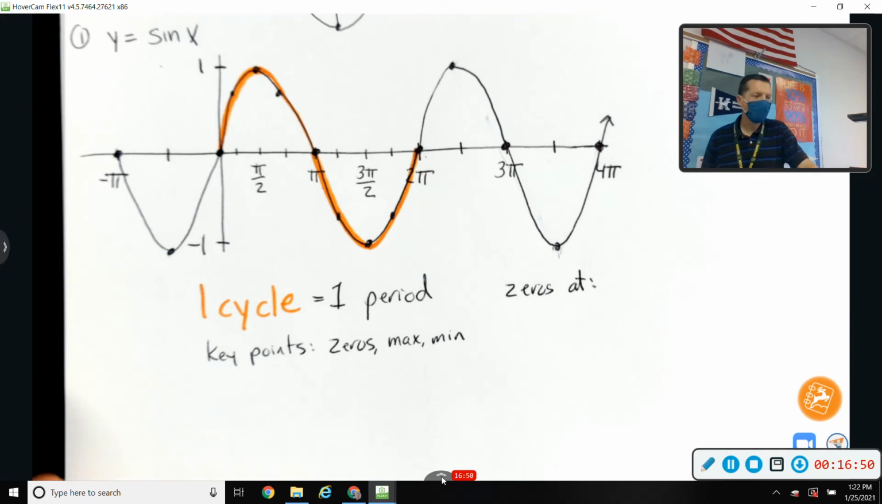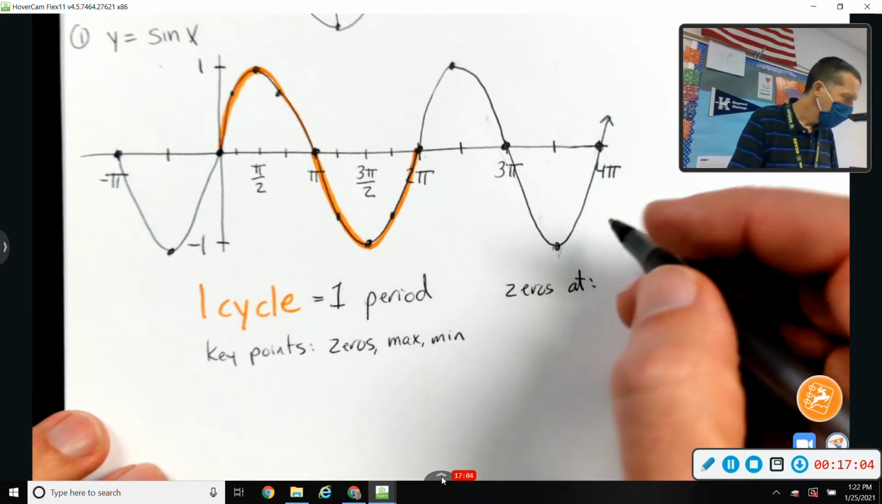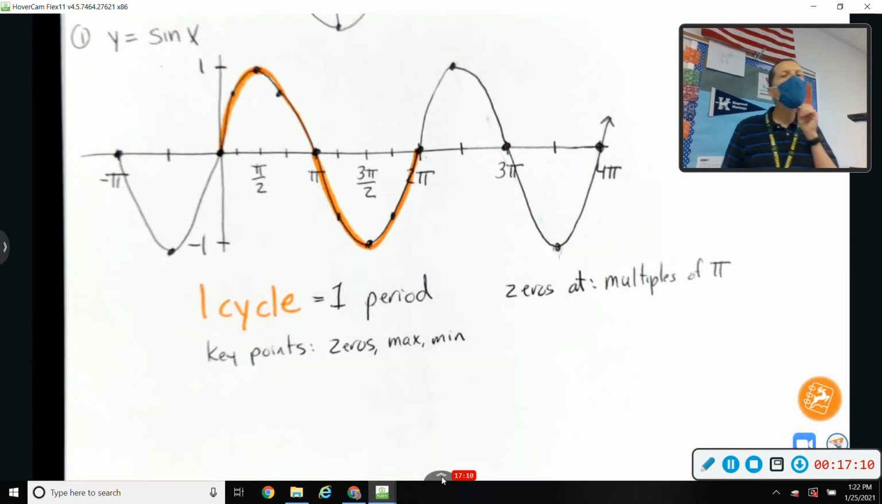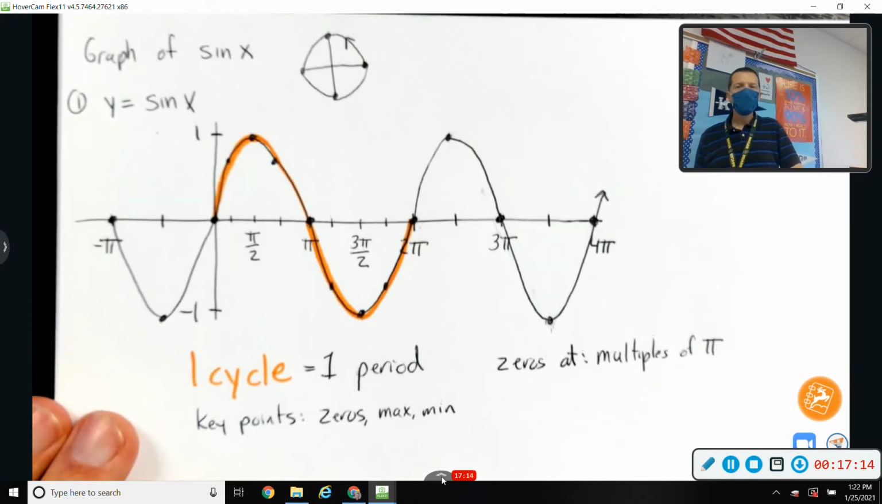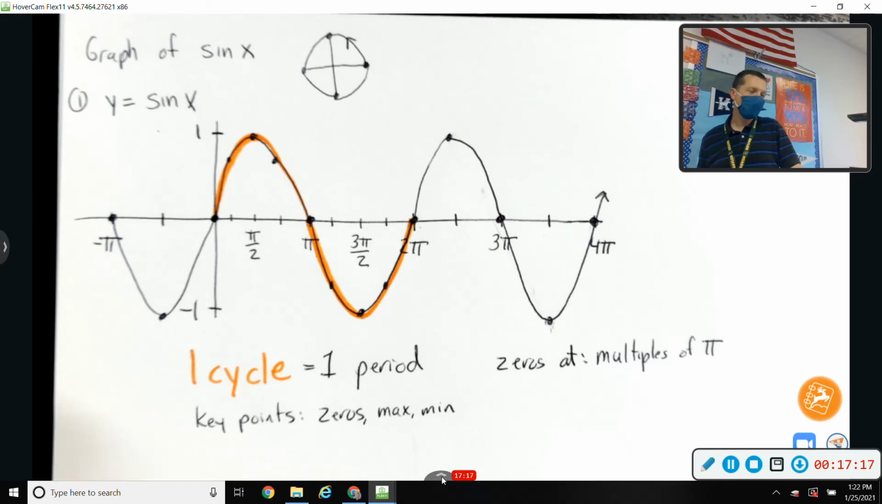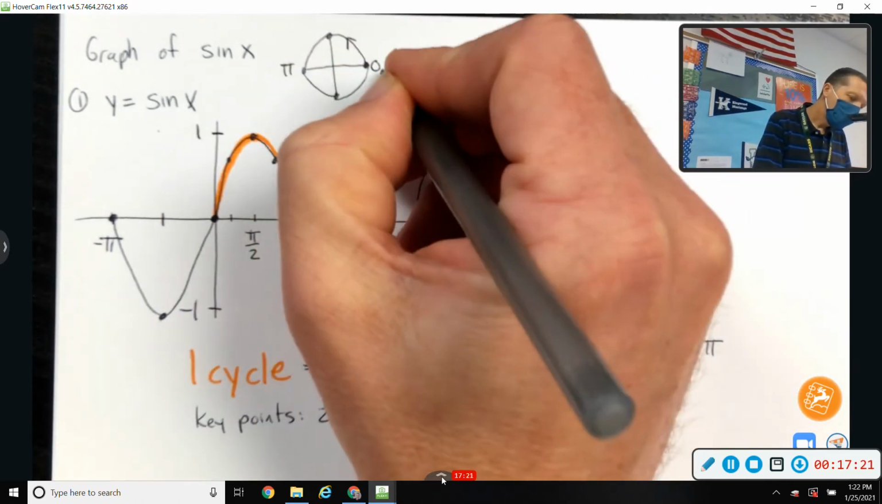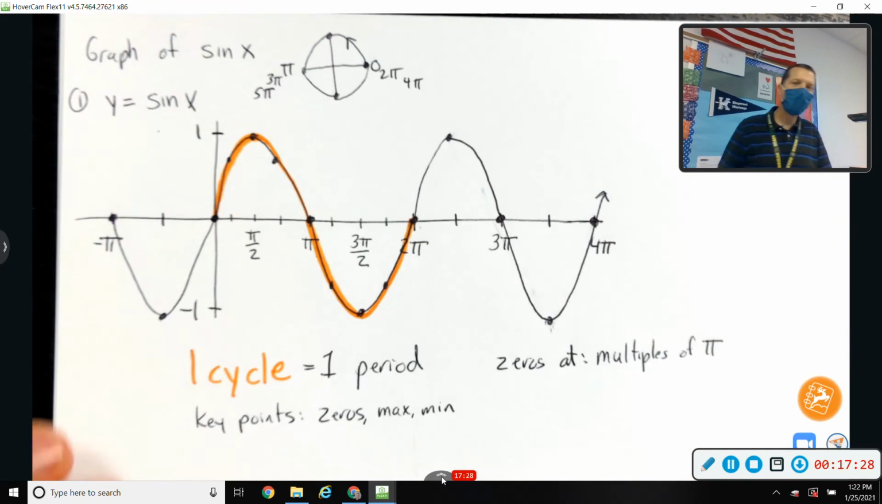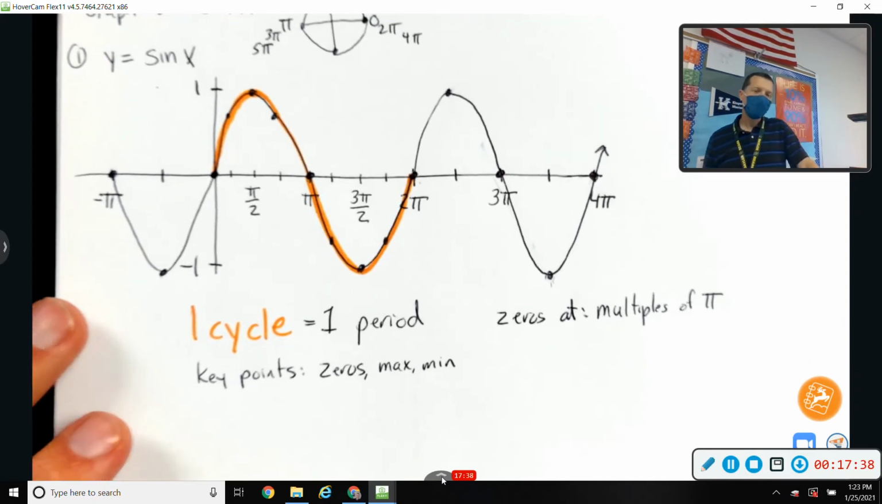Another thing that's helpful to know is that our zeros are at, you tell me, where are the zeros of that graph? Where are the y values equal to 0? At the pi's. So let's say multiples of pi. If you get stuck on some of this, you can think back to the unit circle, and sometimes that'll help. As we rotate around, every time we hit a pi, we're at a y value of 0. 0, pi, 2 pi, 3 pi, 4 pi, 5 pi, and so on. Every pi, we're at a y value of 0. So the zeros of our graph happen at the multiples of pi.